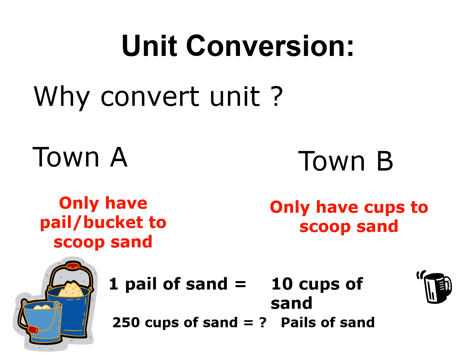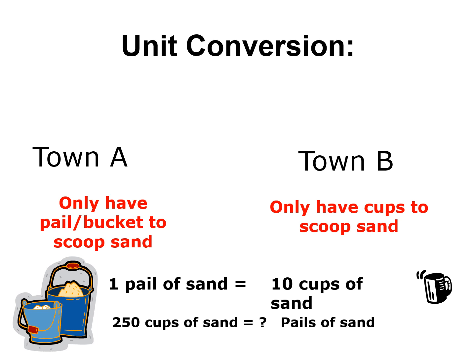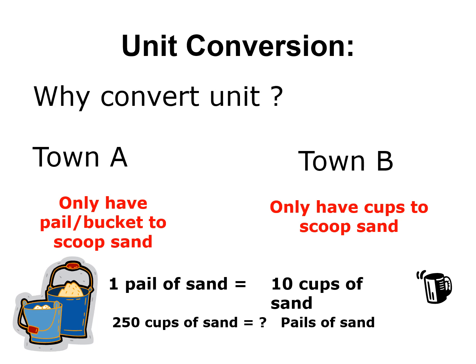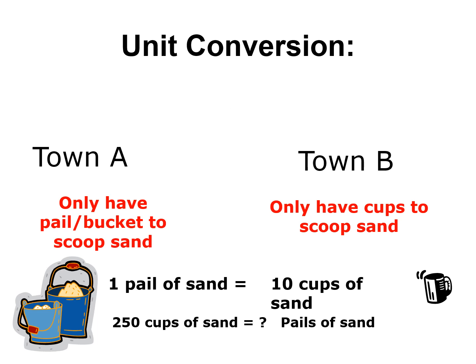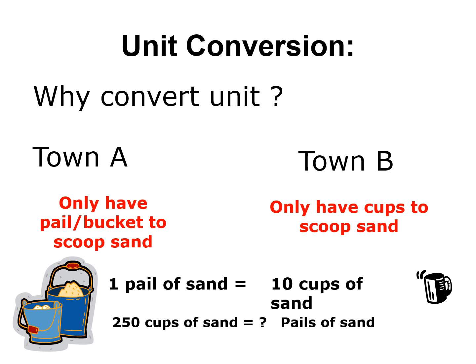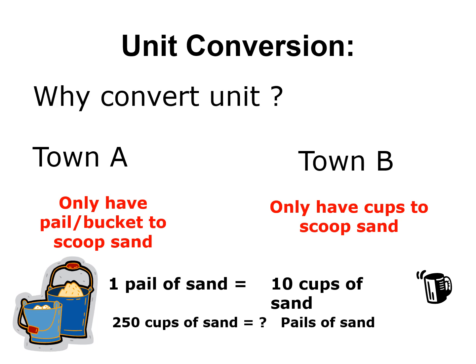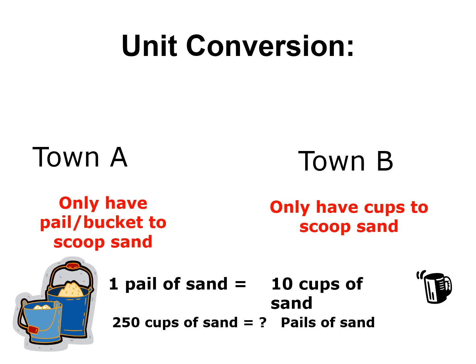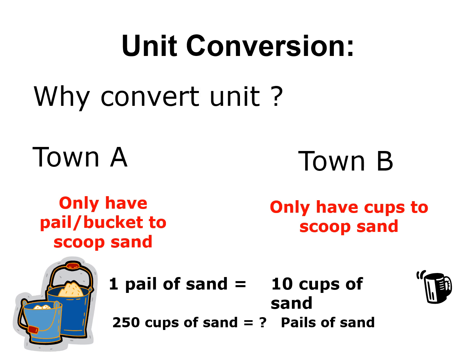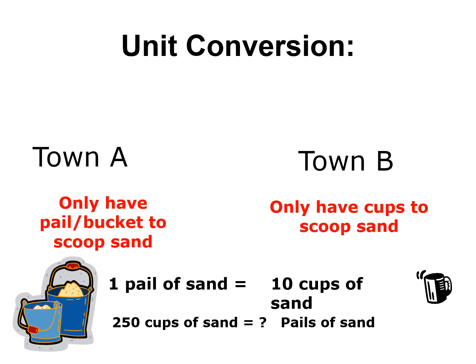Again, if town B needs 250 cups of sand, how many buckets of sand does town A need to send? So you know how to do that. The answer is about 25 pails of sand or 25 buckets of sand. So what we did here is we have done a unit conversion. We only change one unit to another so that town A and town B can communicate.